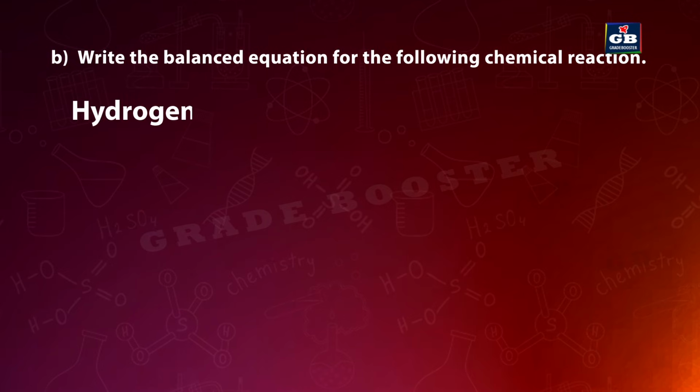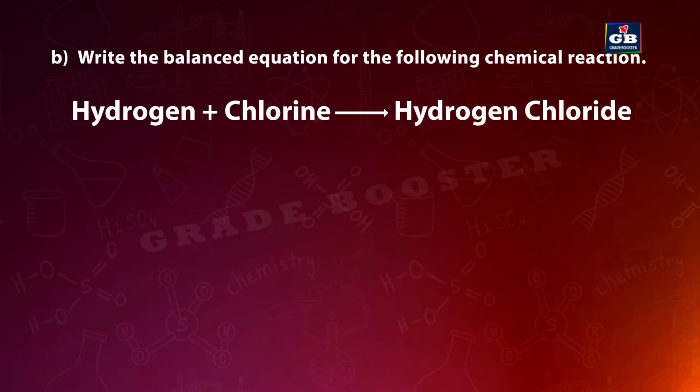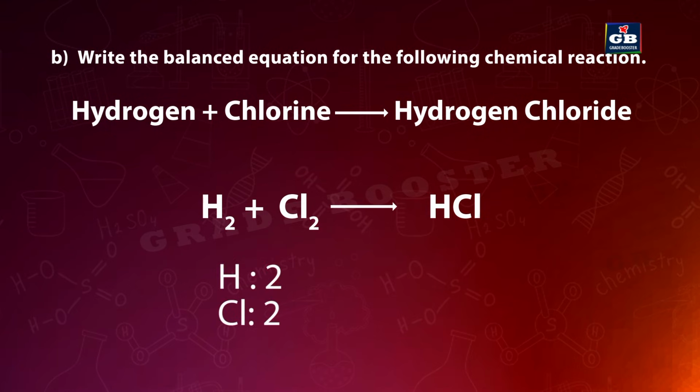Write the balanced equation for the following chemical reaction. Hydrogen plus chlorine gives rise to hydrogen chloride. First, let us write an unbalanced equation with the reactants and products. Hydrogen H2 plus chlorine Cl2 gives rise to hydrogen chloride HCl. But this equation is not balanced. On left hand side, we can see 2 hydrogen atoms and 2 chlorine atoms, whereas on right hand side in the product, only 1 hydrogen and 1 chlorine.